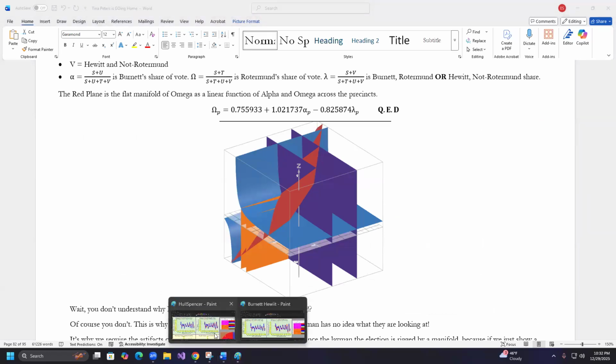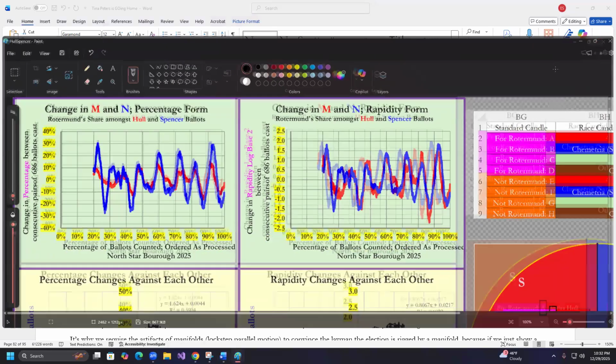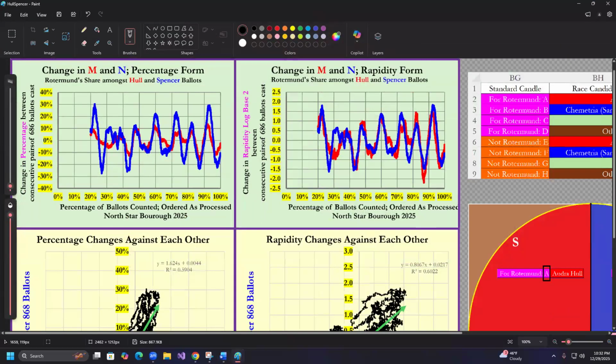So we're going to look first at Hull versus Spencer, the school board race. What we have here is the ballots are split not just by Hull and Spencer, but also by whether they voted for Roterman or did a write-in for Assembly Seat B. So instead of yes or no on a ballot proposition, it's Roterman or not Roterman, which for all intents and purposes is probably Allegory Smith.